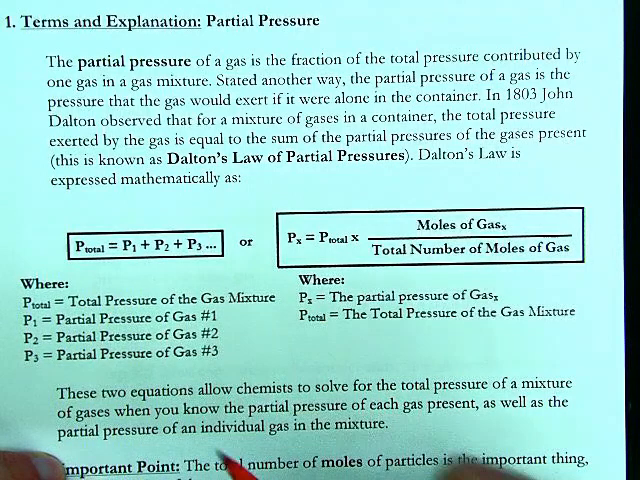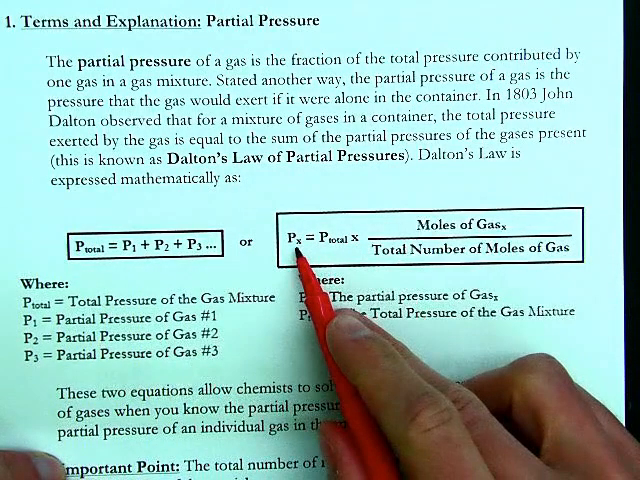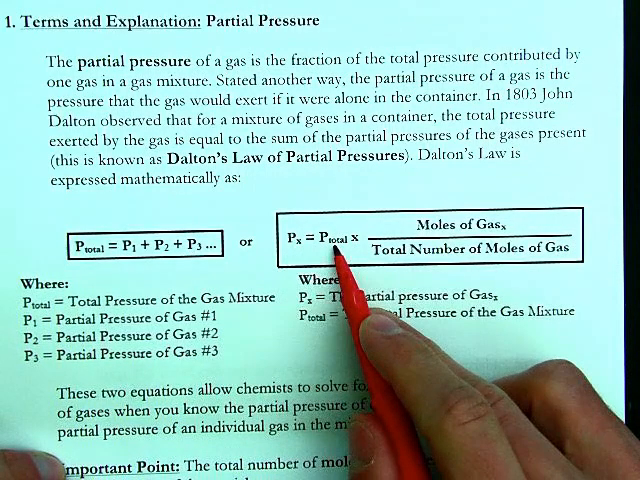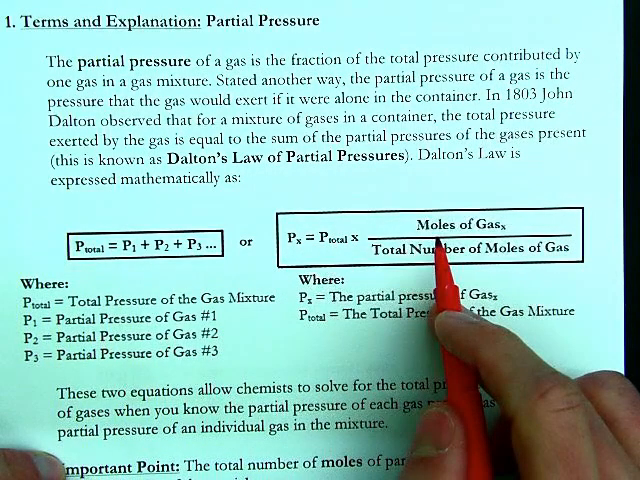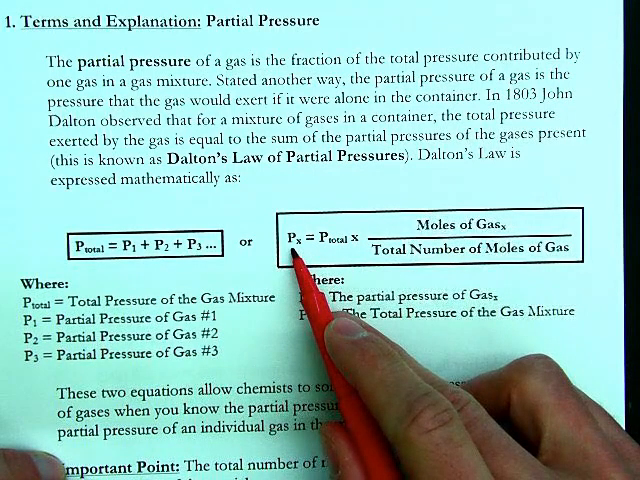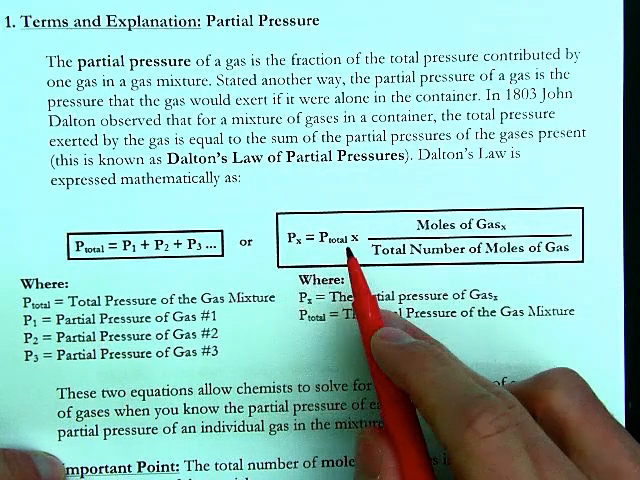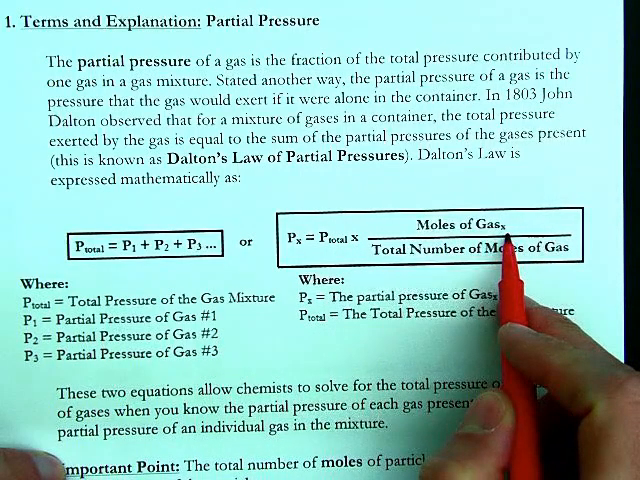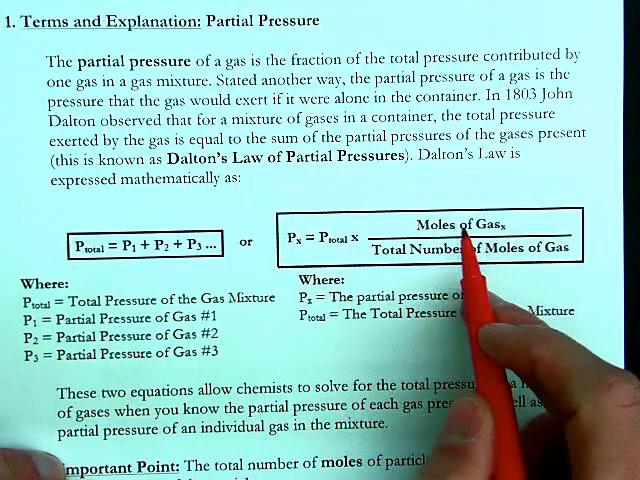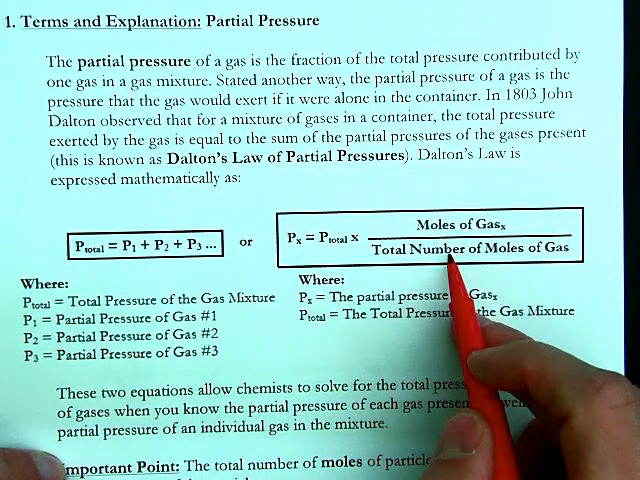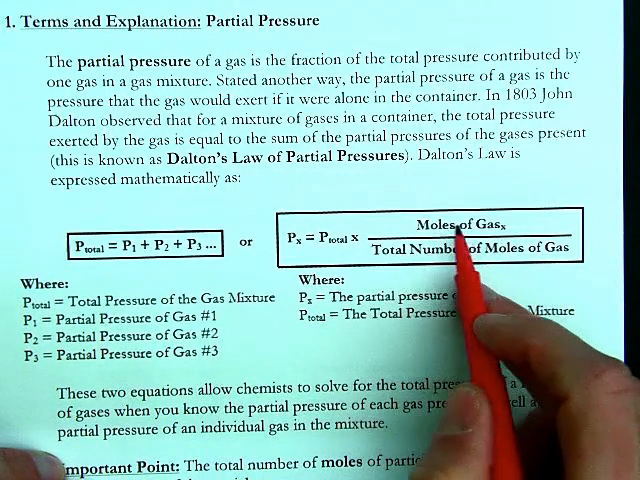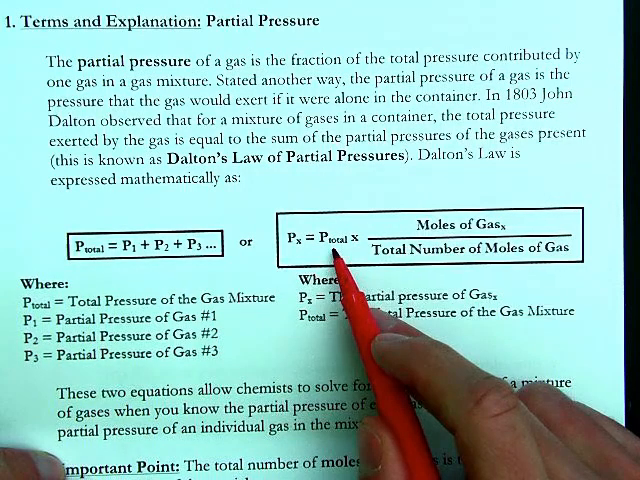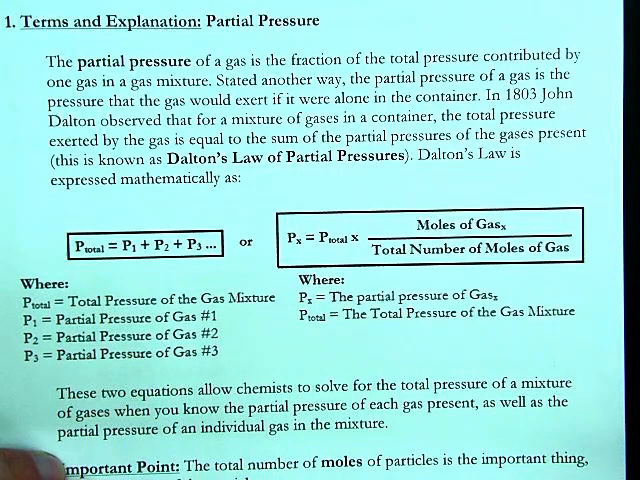Now you can also take that same idea and solve for the pressure of each individual gas in a mixture if you know the total pressure and how many moles of gas are present. This says that the pressure of a gas, X, is equal to the total pressure times the moles of gas X over the total number of moles. That is, the moles of that gas divided by the total number of moles is the fraction of the total contributed by that gas. So we're going to do some example problems of each of these.